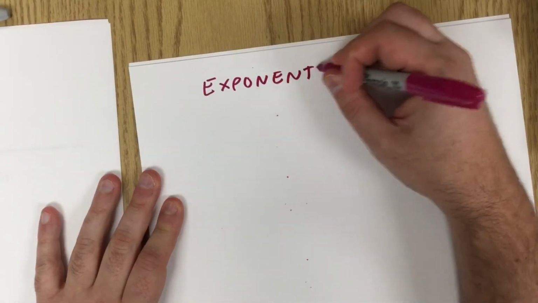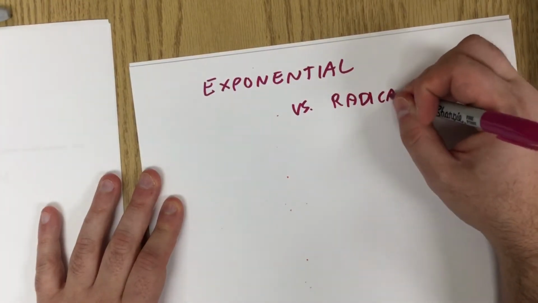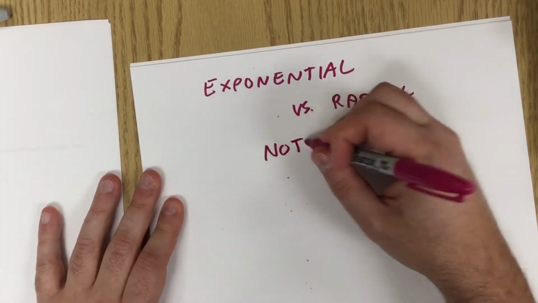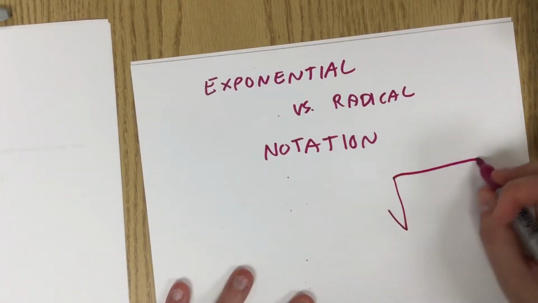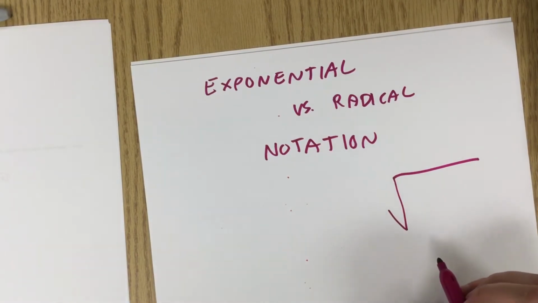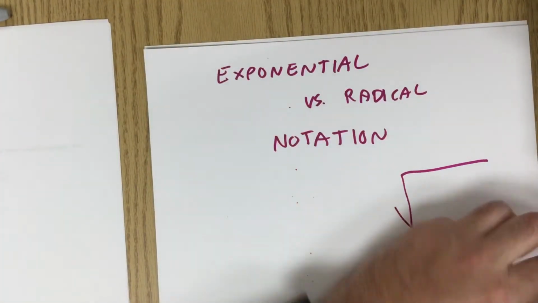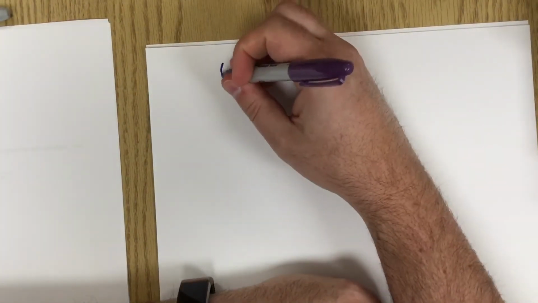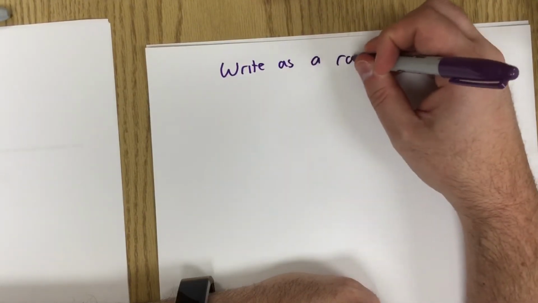Now, we're going to have exponential versus radical notation. So radical notation is essentially going to be when you have that kind of cool sign over there, and exponent notation is going to be when you don't and you just have exponents. So let's say the question is write as a radical.